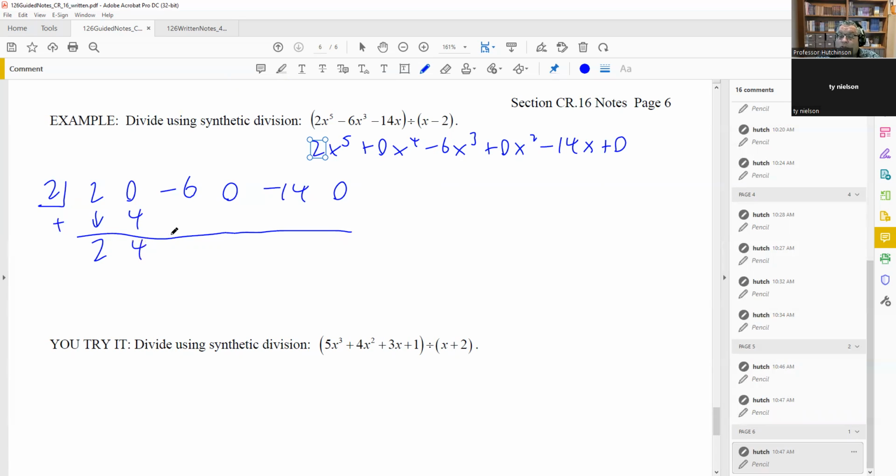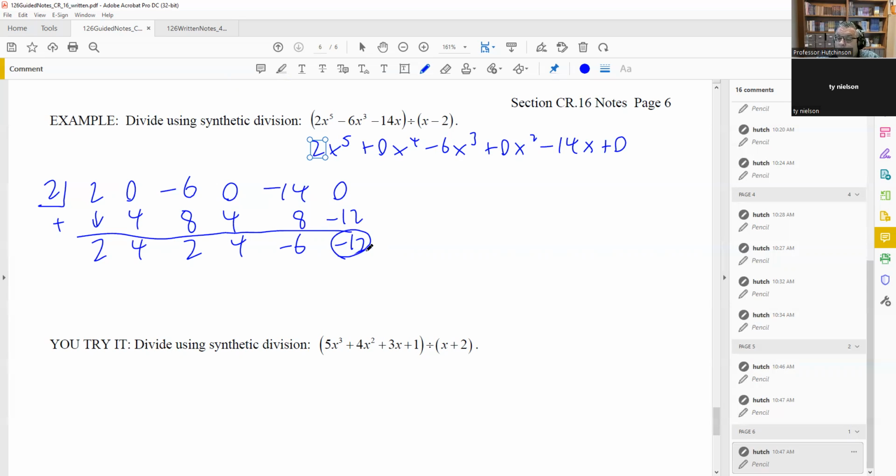Add that together, we get a 4. 4 times 2, 8. Add that together. 8 plus -6 is 2. 2 times 2 is 4. Add that together, we get a 4. 2 times 4 is 8. -14 plus an 8 is -6. -6 times 2, -12. Add that together and you get -12. So again, this number on the end, the -12.